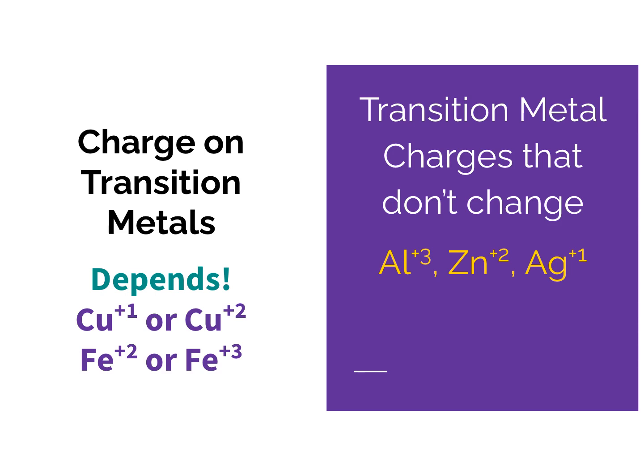So for the charge on our transition metals, it's going to depend. A lot of our transition metals can have different charges. For example, copper here can become a plus 1 or a plus 2, and iron can become a plus 2 or a plus 3, and there's a lot more that are similar to this. But right here are a couple of charges that do not change, so you're going to want to write those down. All right, that wraps up our video notes.